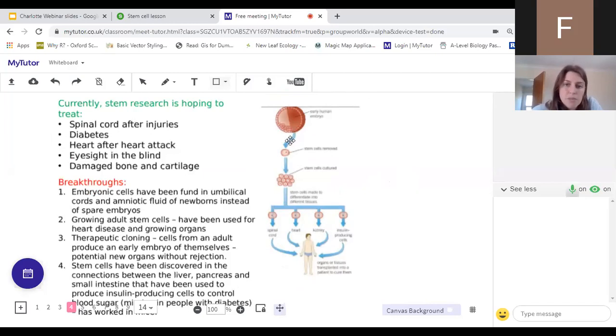You can remove the stem cells from the early embryo and culture them so that they produce more by mitosis, so they have the same genetic material in all of them, that same ability to differentiate into any sort of specialized cell. The stem cells are then made to differentiate into different tissues. The examples that they've given there are spinal cord, heart, kidney, or insulin producing cells. And those could then be transplanted into a patient to cure them.